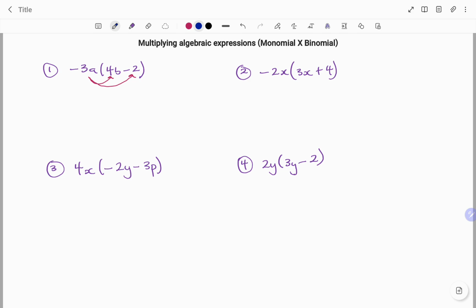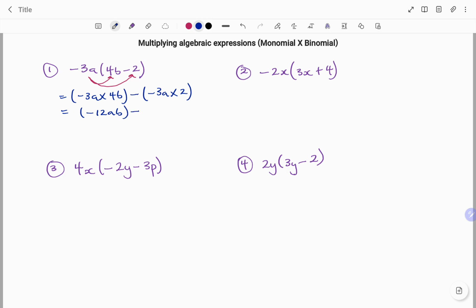Because of my minus, I'm going to be using my bracket. I have minus 3a multiplying 4b, that's the first term. The sign in between the binomial is a minus. Then I have my bracket again. I have minus 3a multiplying 2. Minus 3a times 4b, I'm still going to use my bracket and take it out in the last step. That's minus 12ab.